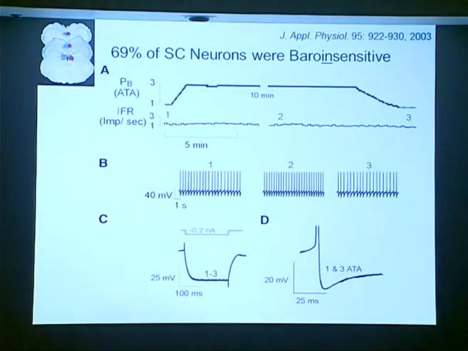Yet, not all cells respond to pressure. So, in fact, most cells don't. Almost 70% of them in the solitary complex were pressure insensitive. You can see this was a long exposure here. So it's a unique property of a specific population of neurons. Which cells exactly they are, well, that's part of the search we're on.